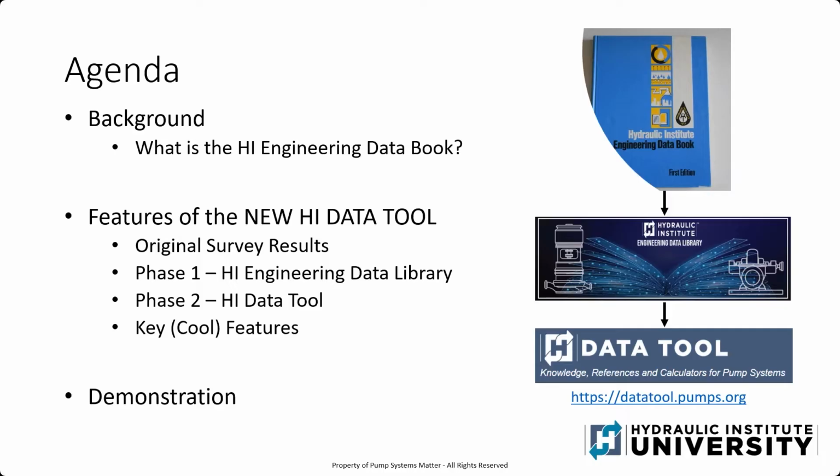Okay, so our agenda, I'm going to go over the background. I'm going to cover the HI Engineering Data Book, which goes back many, many years, more years than I've actually been alive. And then most recently, what we've published as phase 2, the HI Data Tool, and phase 1 being what we had branded as the HI Data Library. So I'm going to show the progression, and I'm going to give an update on the HI Data Tool, what it covers, and I'm going to highlight a lot of the key features that we added that I think are pretty cool.